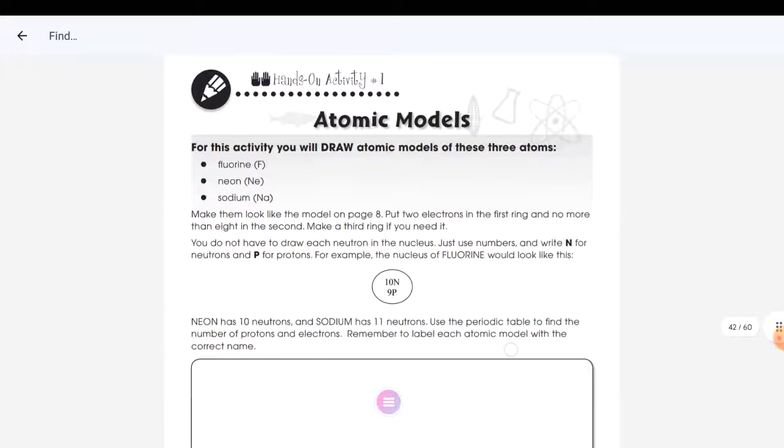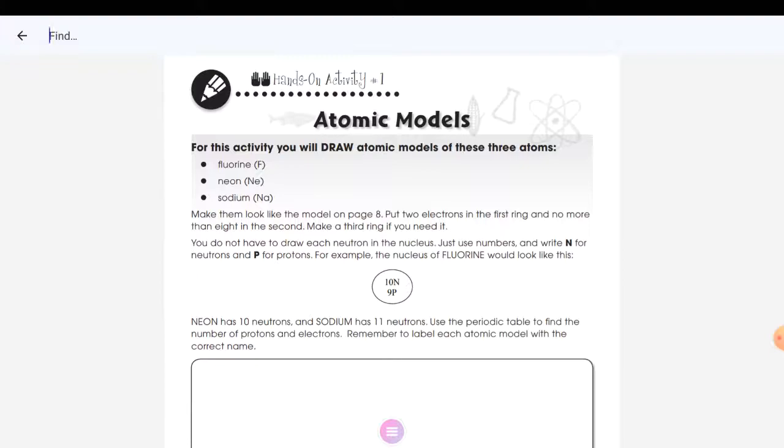Okay, so find the piece of paper that looks like this if you haven't found it already. It says, for this activity, you will draw atomic models. So last night it gave us atomic models, and we had to pull information from that atomic model. Today, it's going to give us information, and we're going to draw the atomic models. For this activity, you will draw atomic models of these 3 atoms: fluorine, neon, and sodium.